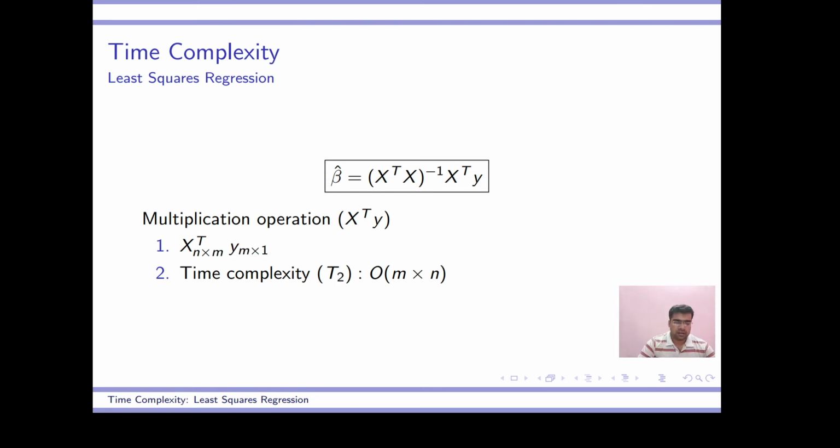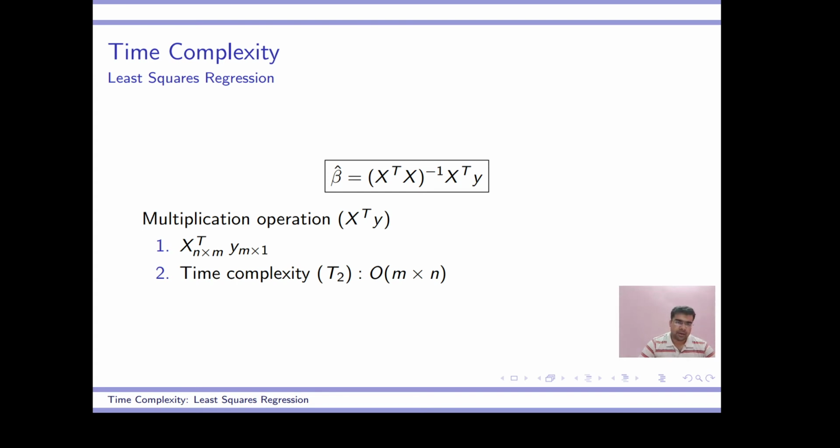Then there is another multiplication going on where we are multiplying x transpose with y. Okay, so x transpose is a matrix of the order n times m. Similarly, y is a target vector of dimensions m times 1. So if I were to multiply these two together, the time complexity involved would be of the order m into n.